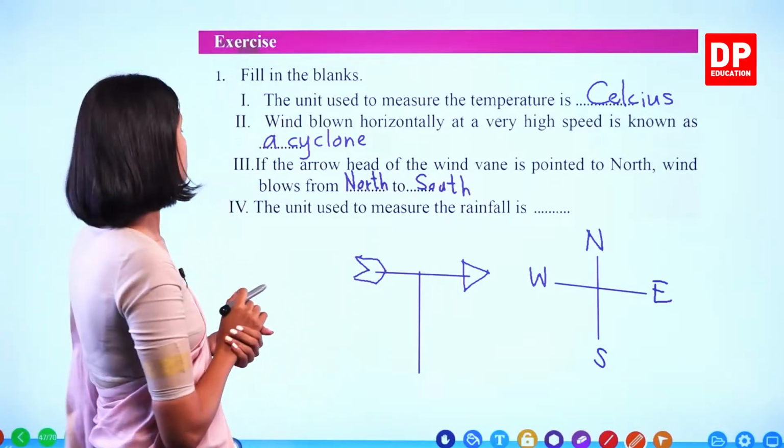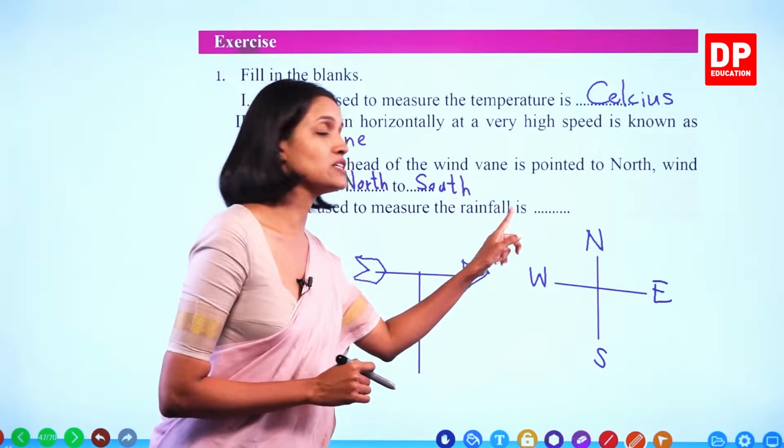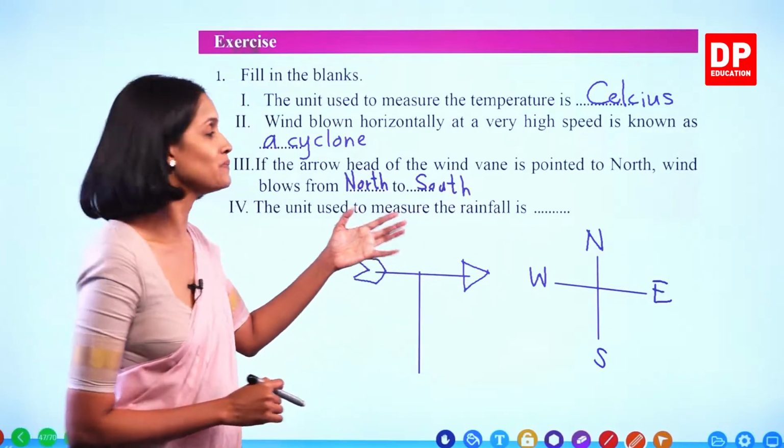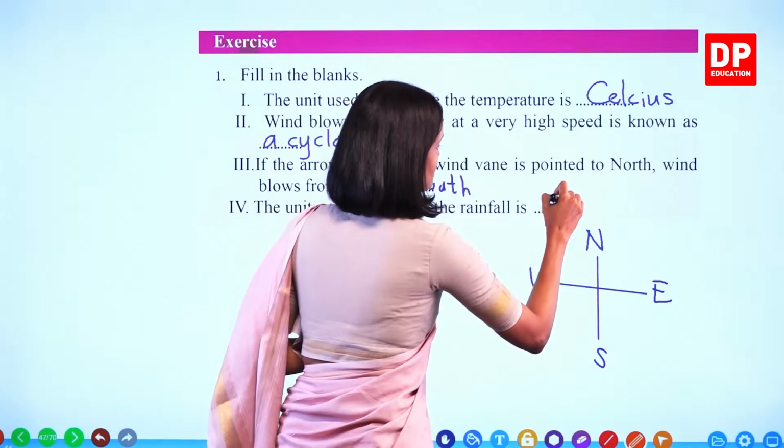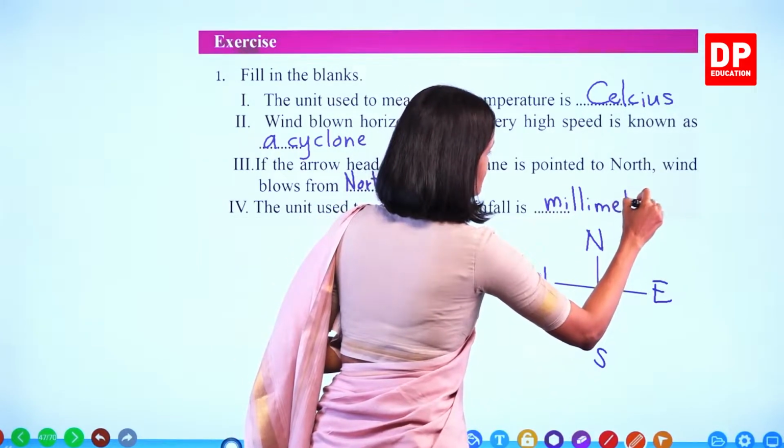Right, children? The unit used to measure the rainfall is, what is the unit? Millimeters.